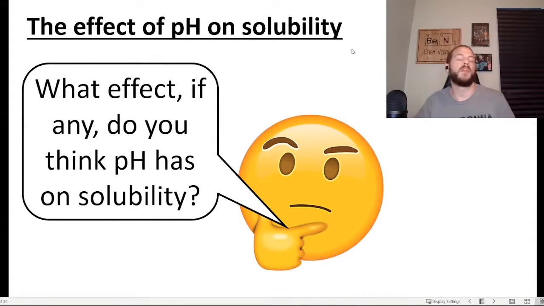So remember, pH, of course, that's just a measure of acidity or alkalinity, right? Low pH means high hydronium concentration, low hydroxide concentration. High pH means high hydroxide concentration, low hydronium concentration. And so the question is, what effect, if any, do you think pH of an aqueous solution has on the solubility of an ionic compound in water? Let me repeat that. What effect, if any, do you think the pH of an aqueous solution has on the solubility of an ionic compound that you put into that aqueous solution?